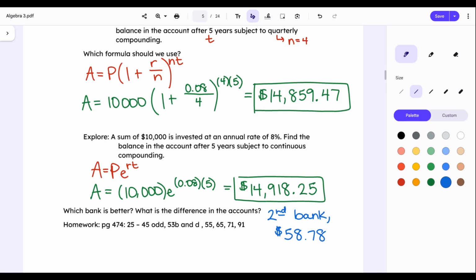All right. Any questions there on E or compound interest formulas?